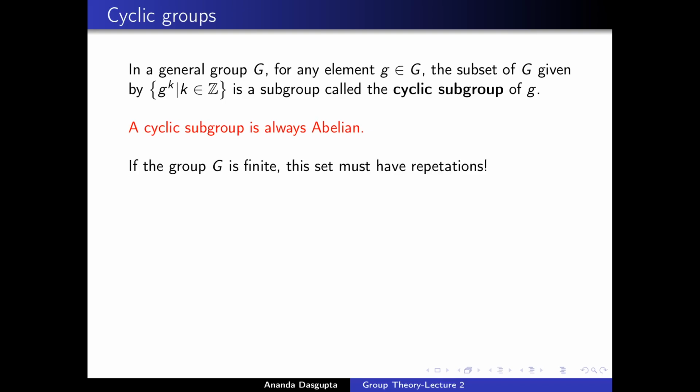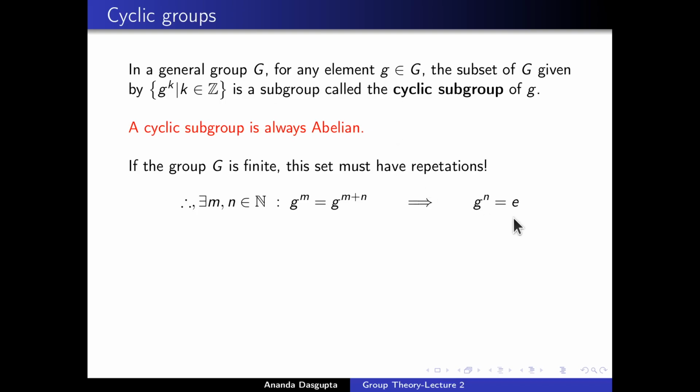Now, a very special situation occurs when the group G is finite. If the group G is finite, then this apparently infinite set g to the k for all integers k cannot be infinite, right? Because there are only a finite number of elements to play with. So this set must have repetitions. That means there must exist natural numbers m and n such that g to the m is the same as g to the m plus n. And because g to the m is a group element, it has an inverse, so you can cancel by it. This immediately tells us g to the n has to be the identity.